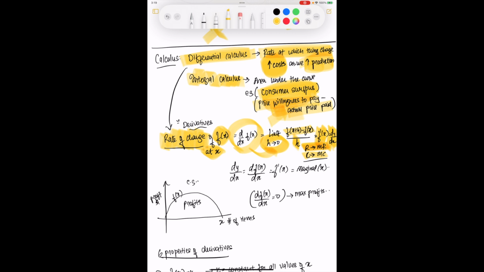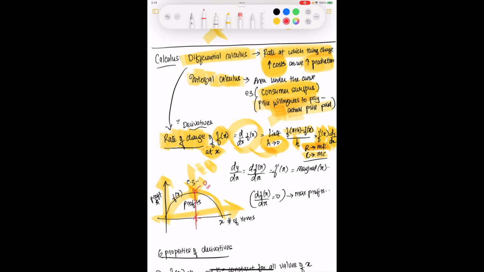So when you're trying to find out how your costs are increasing when you increase your production, or in this case, how your profits are increasing in this graph as you increase the number of items produced, you will see that at this point it's peaking out, meaning the rate of change at this point is equal to 0, right? So the rate here is equal to 0. The rate of change here is equal to 0. So that's the point where you would probably want to stop.